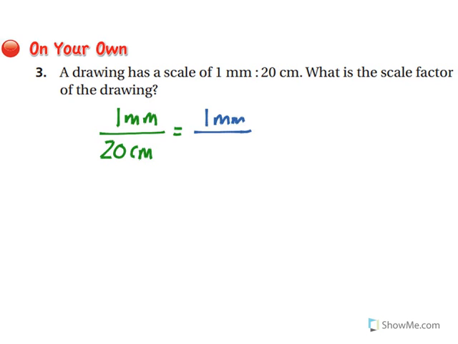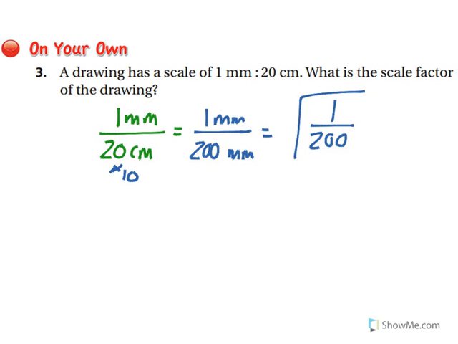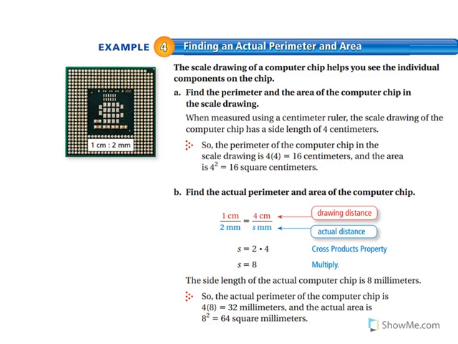A millimeter is about the thickness of a dime. A centimeter is about the width of your pinky nail or so. And so there are about 10 dimes that fit thickness-wise in the width of your pinky. So what I'm going to do is take 20, multiply it by 10, and I'm going to get 200. So it's 200 millimeters. And I can write this as 1 over 200 without any units written, because they're the same. And so it tells me that the scale drawing is 1/200th the size of the actual whatever it is you're measuring here. Okay? That is scale factor.